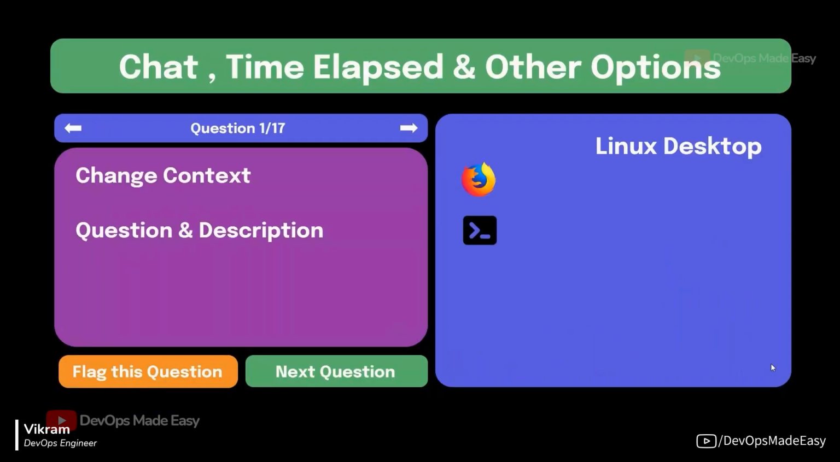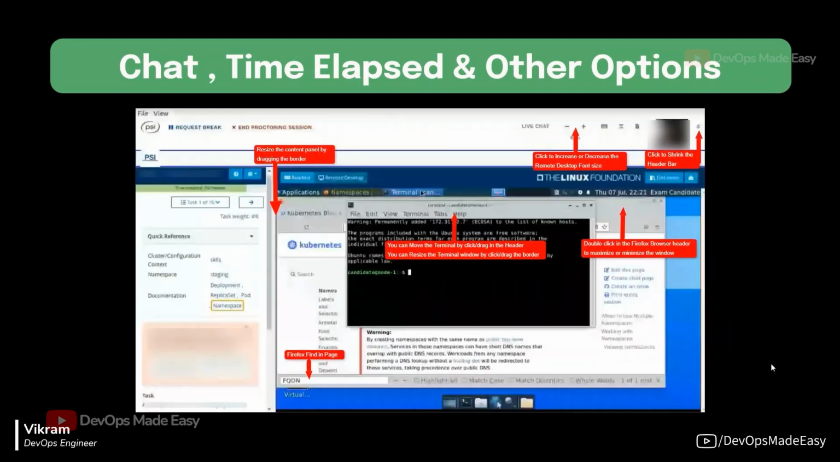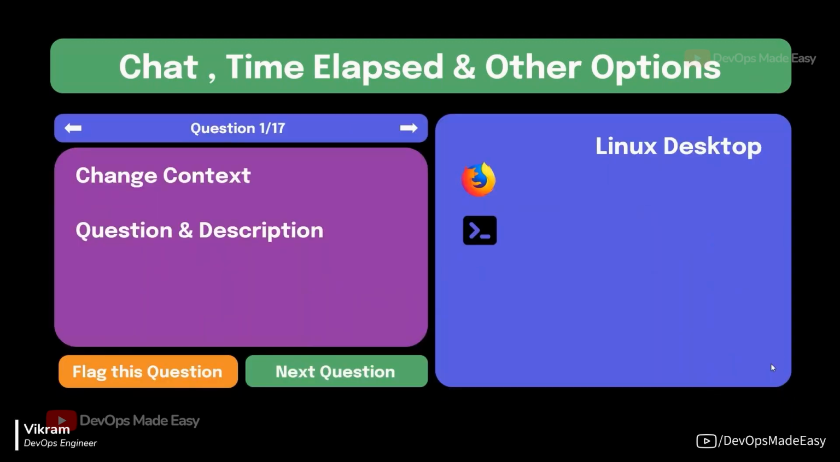Once they give you access to the exam, the UI is this. On the top you'll have other options like zooming out the windows, your time elapsed, and your option to contact the proctor over chat. Also on the top you'll have the question, and you can go to other questions like this. Here you'll have the option to change context.